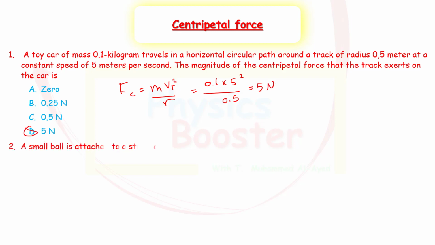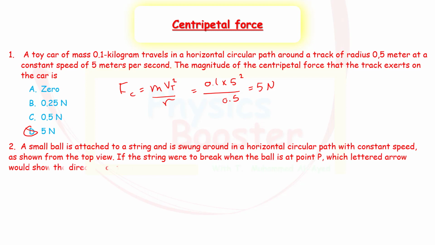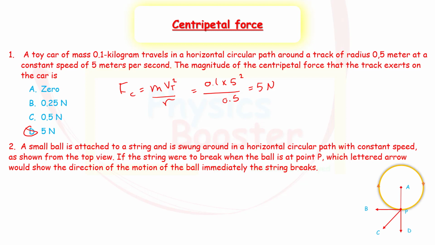Next question. A small ball is attached to a string and is swung around a horizontal circular path with constant speed as shown from the top view. Okay, so we have a circular motion. If the string were to break when the ball is at point P, so here's point P, if the string were to break, the string here, imagine that now it's broken, in which direction would the object fly? Actually, you can see from the arrows here that it's going in this direction, so it's going this way.